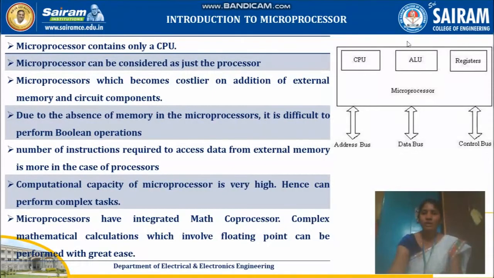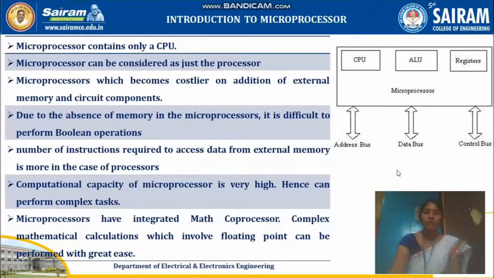Because of the absence of memory in the processor, it is difficult to perform Boolean operations. The microprocessor doesn't have on-chip memory. If I want memory, it has to be connected externally. Due to the external memory and other circuit components, the complete system is costlier. Since the memory is outside the chip, we need many instructions to access that particular memory.